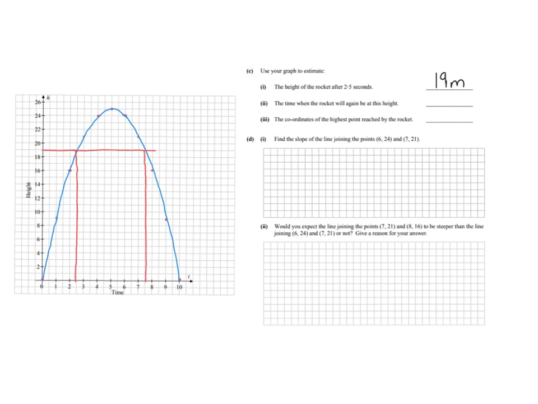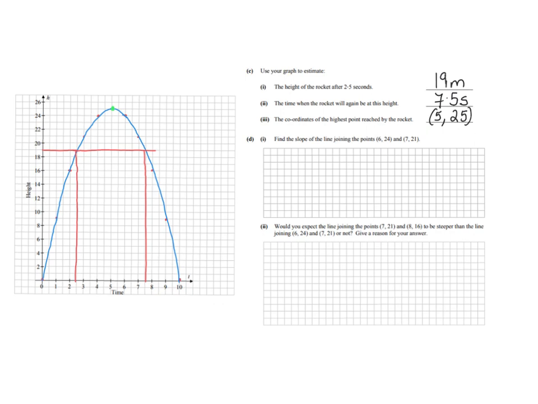So it will be 7.5 seconds. Then it says the coordinates of the highest point reached by the rocket, and the highest point is the highest section of the graph, which I'm colouring in green, and the point for that is going to be 5 seconds, so (5, 25).